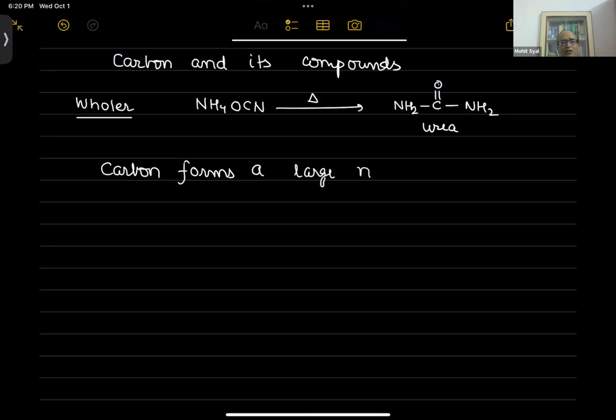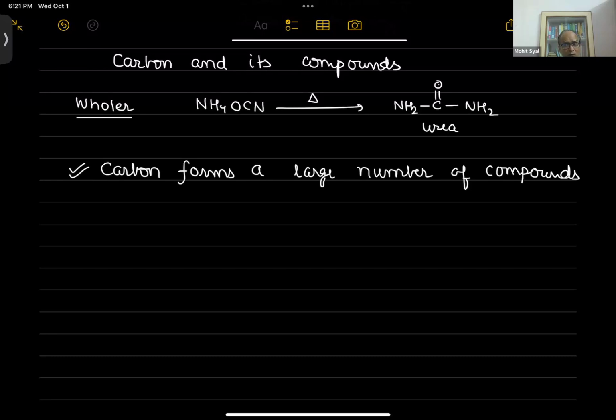So one thing is sure, which we discussed, and that is carbon forms a large number of compounds. That's why a separate branch is needed to deal with the compounds formed by carbon. Is it clear? Yeah. Carbon forms a very large number of compounds, and no other element can match carbon when it comes to forming different compounds. Clear or not? Yes, sir.